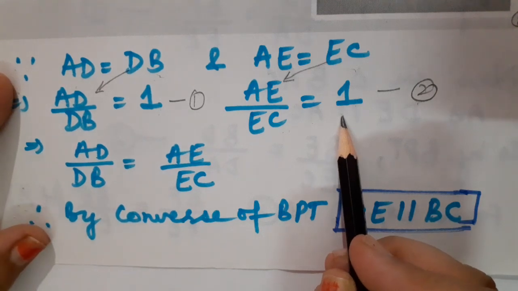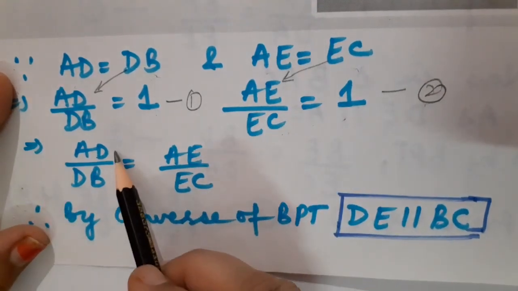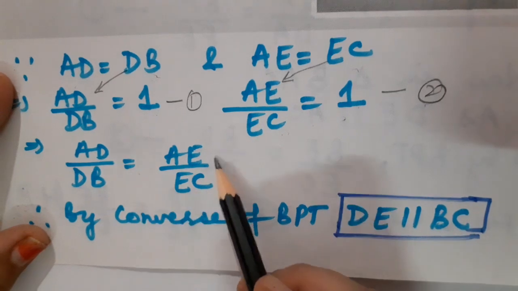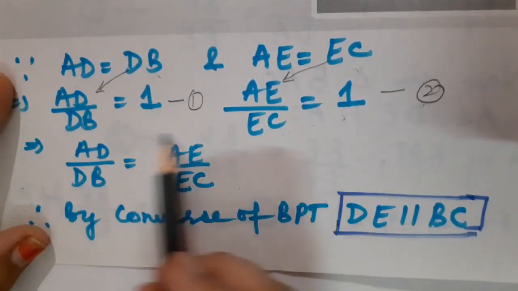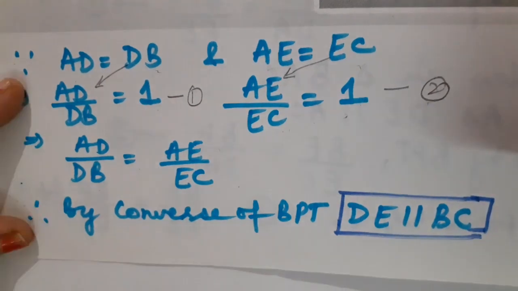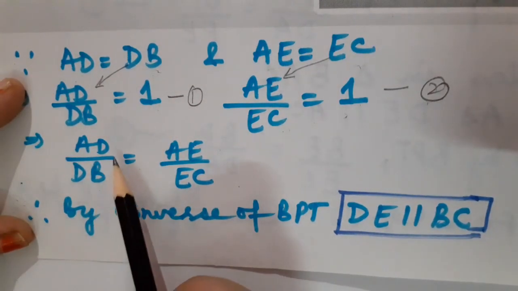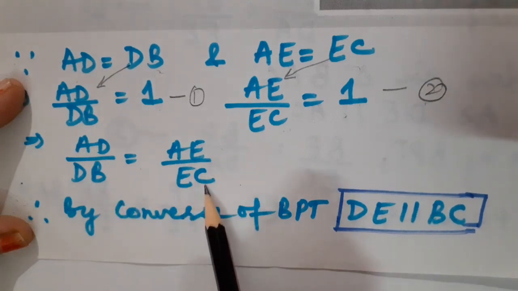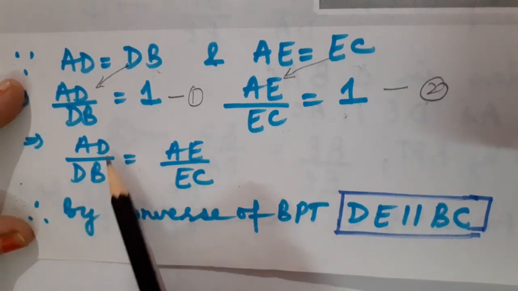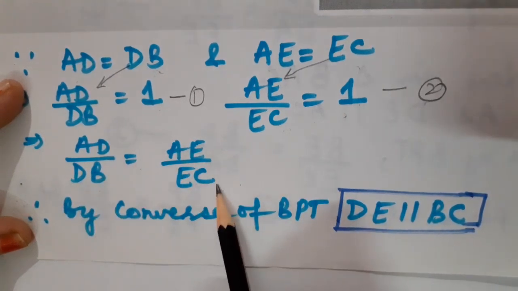So what can we say? It implies that AD upon DB is equal to AE upon EC. What is this actually? Can anybody tell me? This is nothing but the ratio of both the sides of the triangle. Okay, these are those very sides where the line is going to intersect at point D as well as at point E respectively.